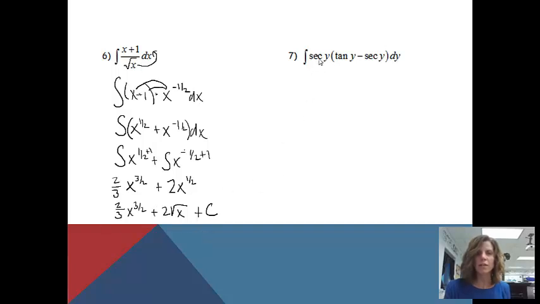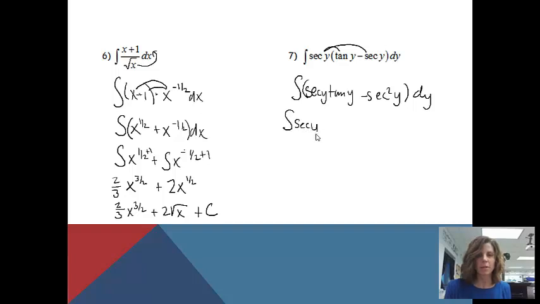All right, let's try one more here. Again, I don't have a rule for multiplication, so again, I'm going to distribute. So I'm going to end up getting secant y tangent y minus secant squared y. And my variable is y in this problem, minus sign, so let's separate them into two separate antiderivatives.